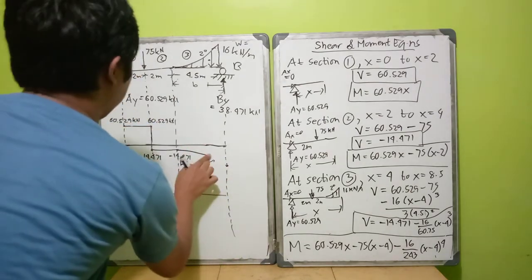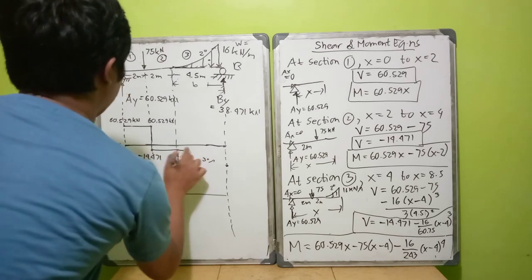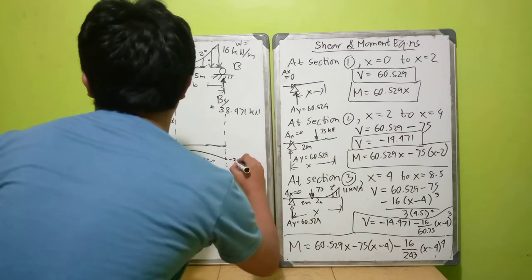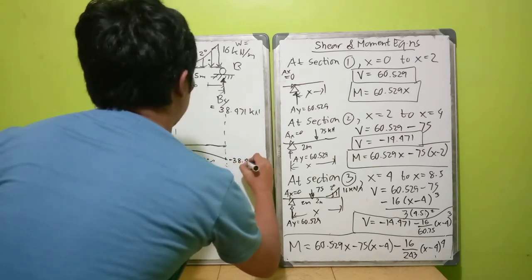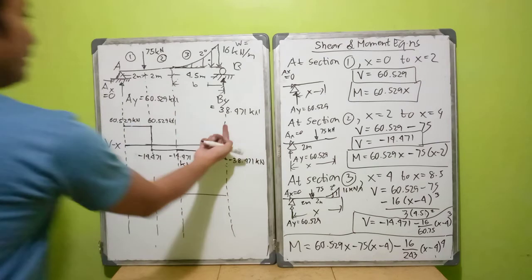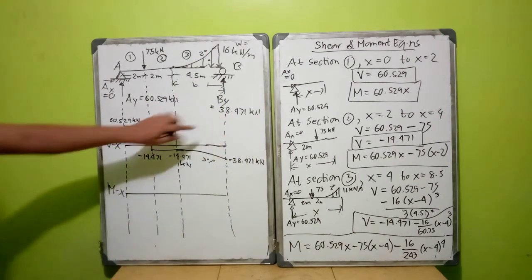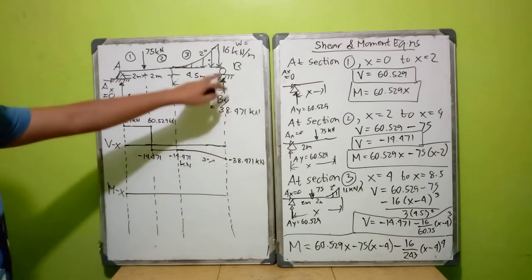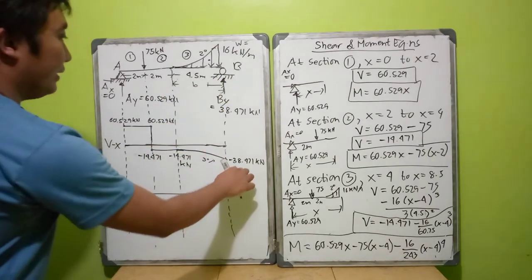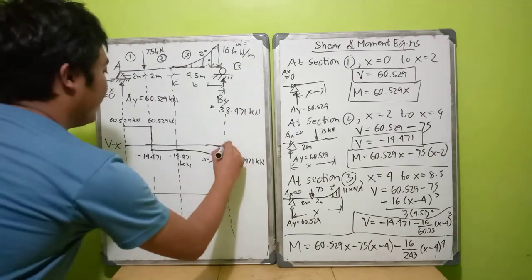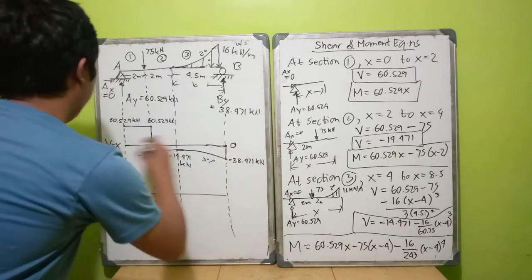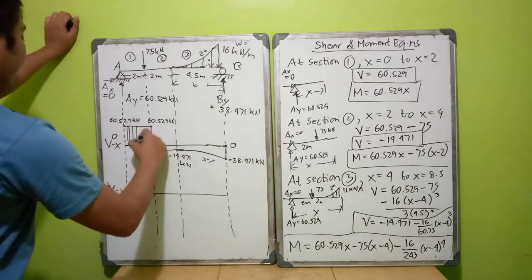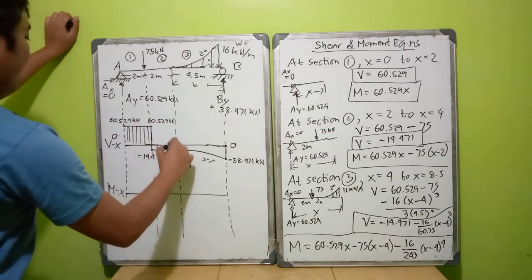So here, maybe we can write it like this. This is negative 38.471. And lastly, since there is an upward force at point B, at these supports, negative 38.471 plus 38.471 is 0. So we get 0 here. So this is your shear diagram.